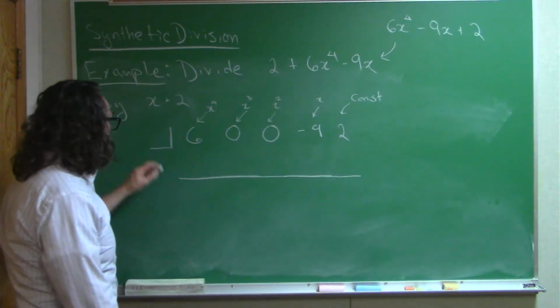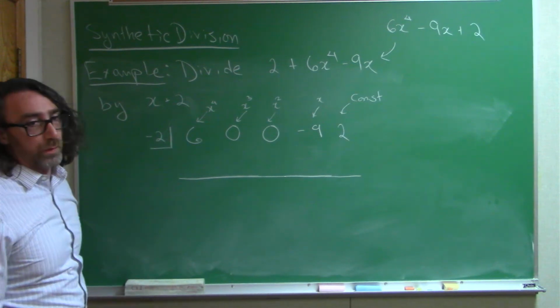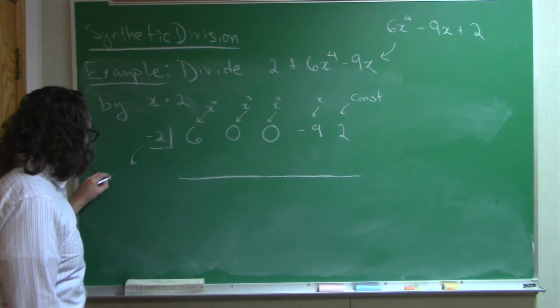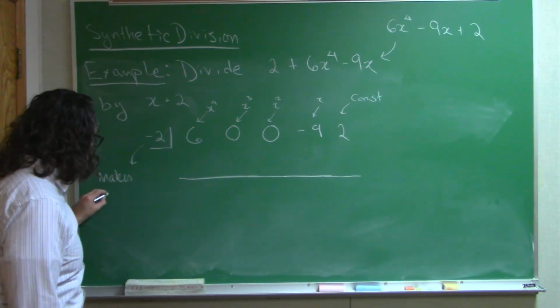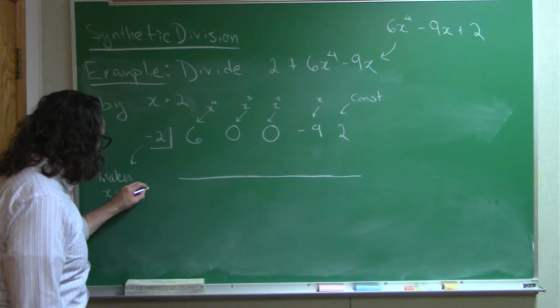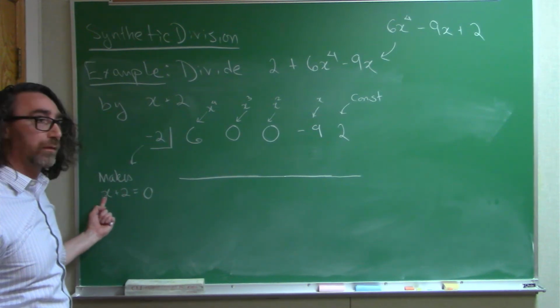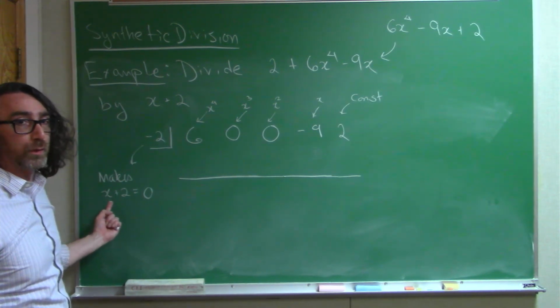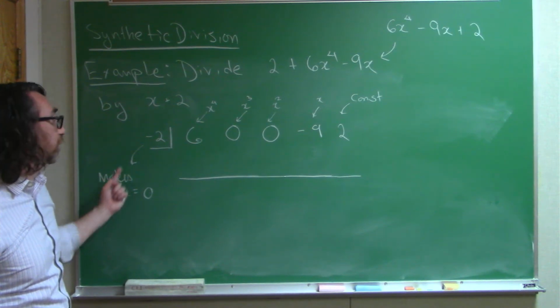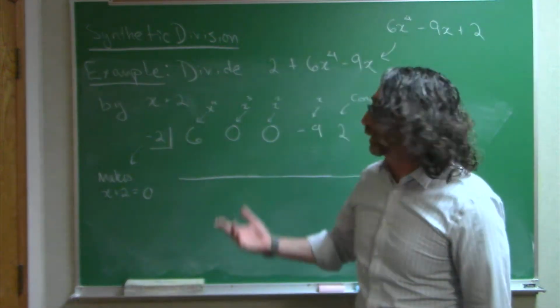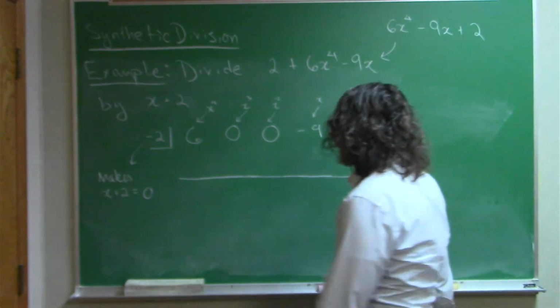Okay, now what do we put here? We're going to put a -2. Why is that? Well, the question is, what makes the divisor equal 0? In this case, the divisor is the polynomial x plus 2. What value of x makes that 0? It's -2.